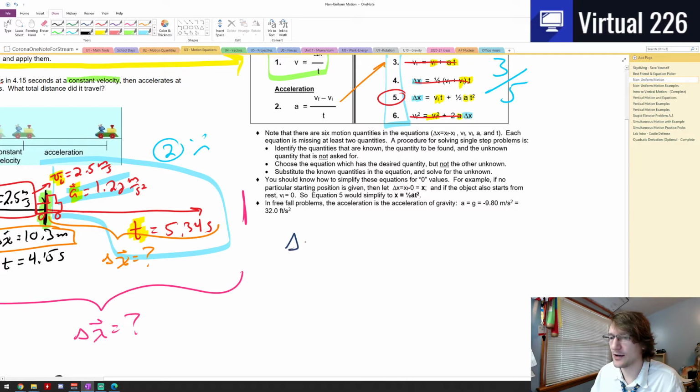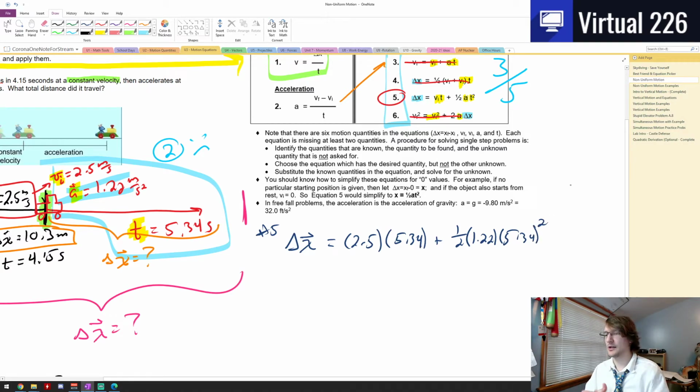We can say that the delta x for equation number 5 is going to equal the initial velocity, 2.5, multiplied by a time, 5.34, plus 1/2 times the acceleration of 1.22 times the time, 5.34, and don't forget to square that, okay? So it looks a little long, but they're all numbers, and if we just grab a calculator that we've had since we were in high school 600,000 years ago, we can solve this.